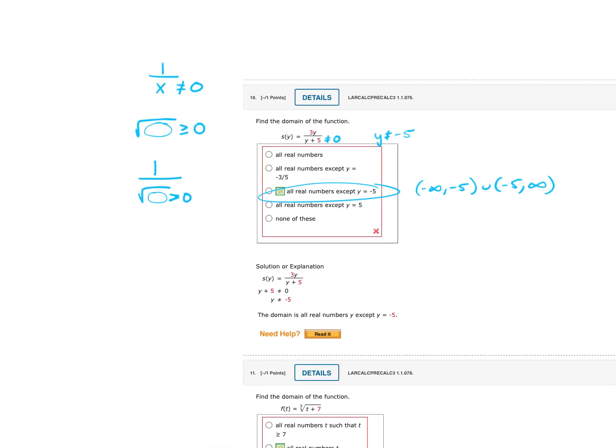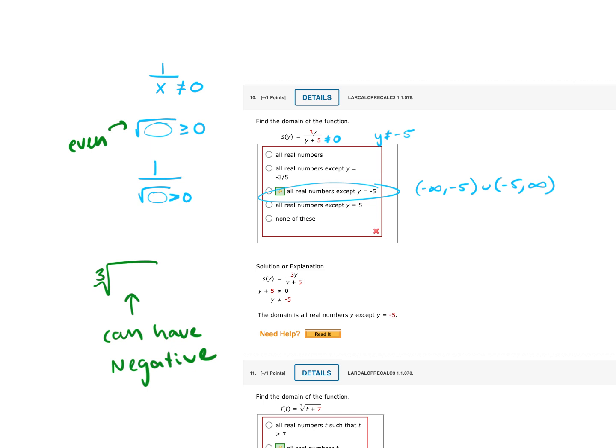Now, when we're checking the domain, I said if we have a square root, it has to be greater than or equal to 0. This is when you have an even index square root. So square root, 4th root, 6th root, you can't have negatives underneath. If it's the cubed root, you can have negatives. So cubed root, 5th root, any odd index, you can have negatives.